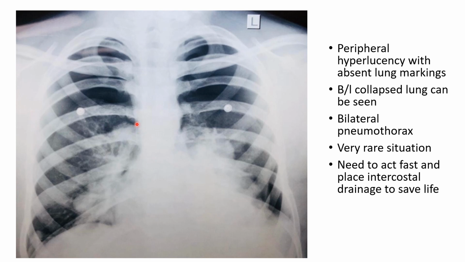So here, focus on this area. It's hyperlucent. Here it's hyperlucent. The periphery is also hyperlucent, right? Here also it's hyperlucent. And then you can see this is the margin of the lung. If you note carefully, this is the margin of the partially collapsed lung. It's up here, right? So you have air here, your air here.